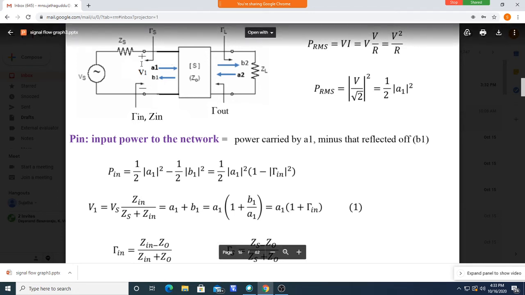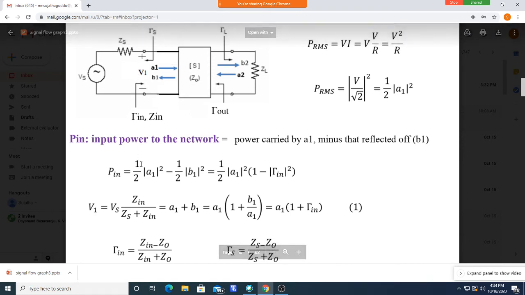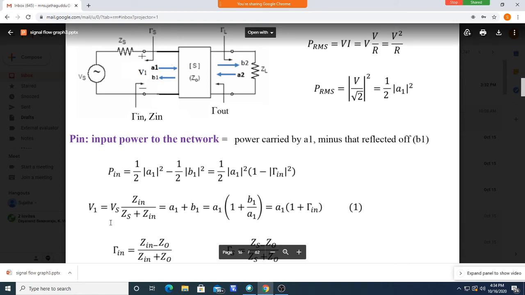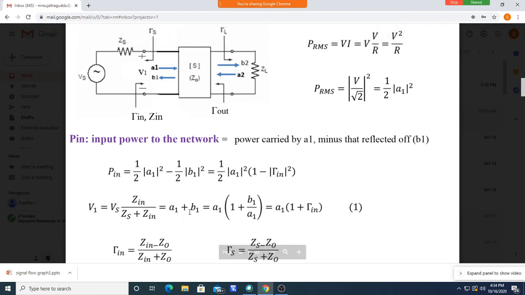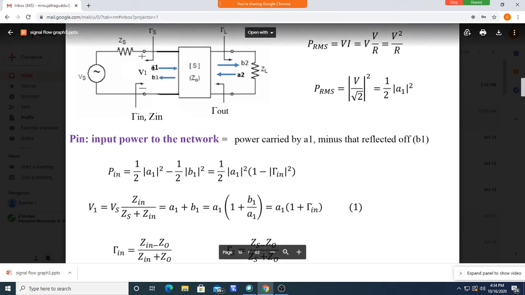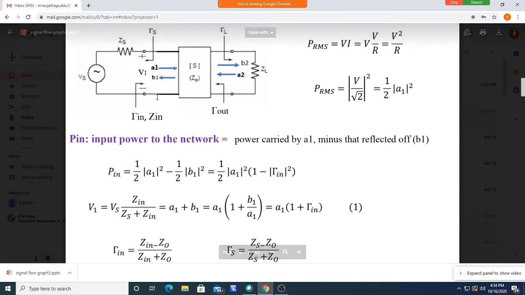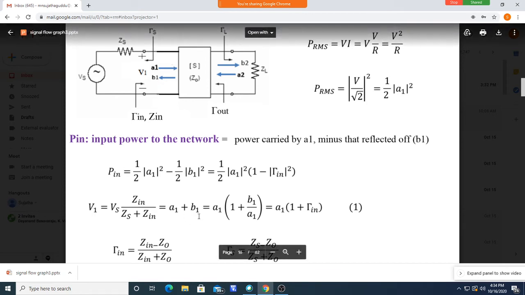What is the current here then? Current, that means this entire part can be replaced by Zin here. Okay, then current flowing like this. That current is given by Vs divided by Zs plus Zin. So we found a current here. That multiplied by Zin gives the V1. So V1 is also equal to this. Okay, that is equal to A1 plus B1. It is the addition of two waves as we define in RF and microwave. It is A1 plus B1.